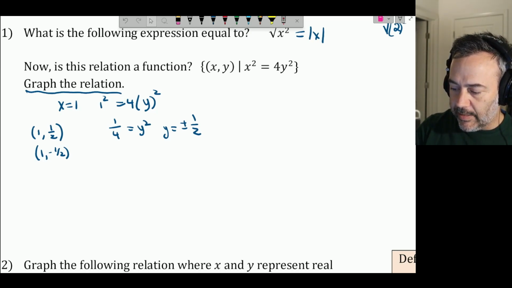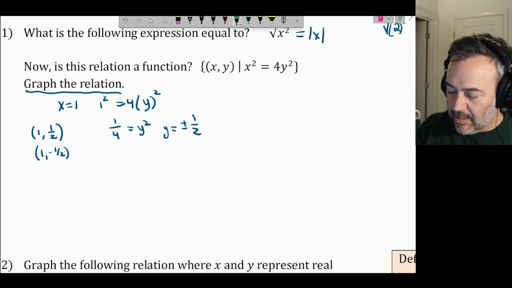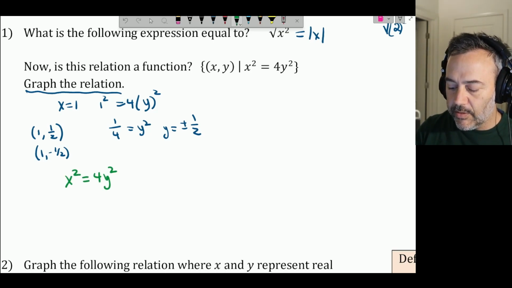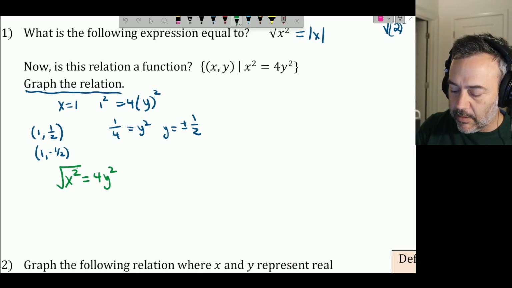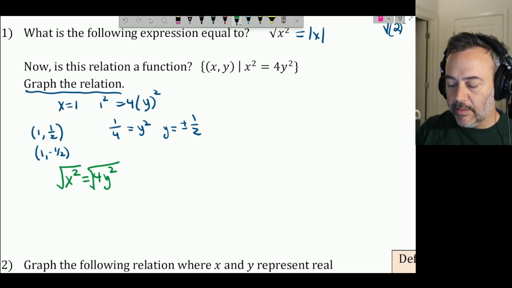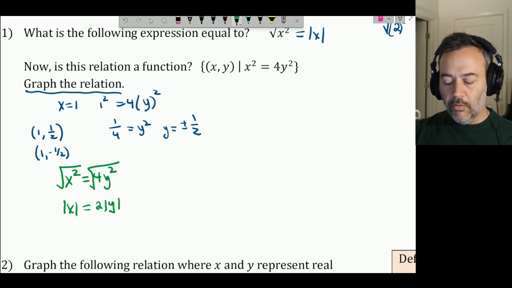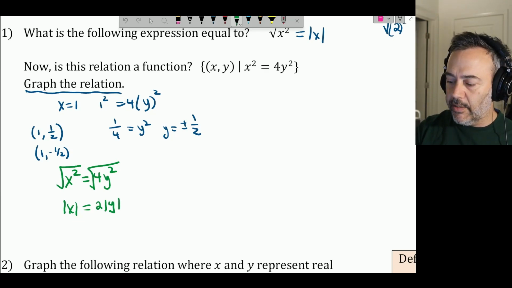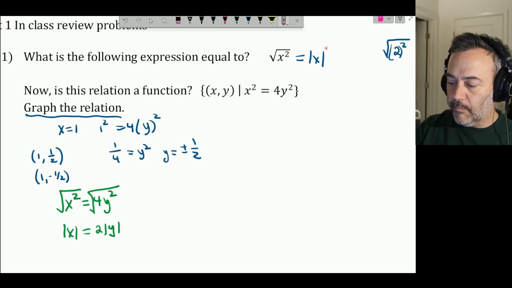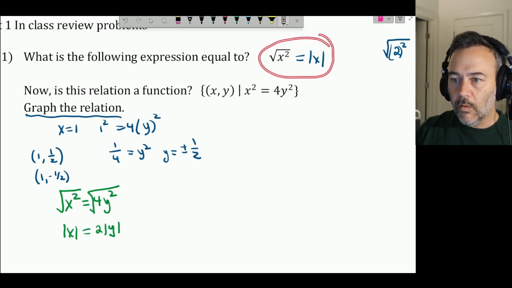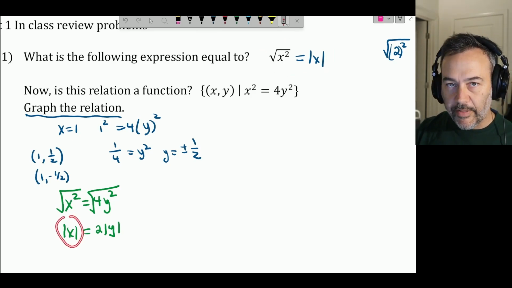I've even hinted at it in what I already mentioned. So x squared equals 4y squared. First thing is you could take square roots of both sides. Now, if you take the square root of both sides, technically, this is the absolute value of x equals the absolute value of y. Because I'm taking the square root of 4, the square root of y squared, which is the absolute value of y, based on this rule: the square root of x squared is the absolute value of x.